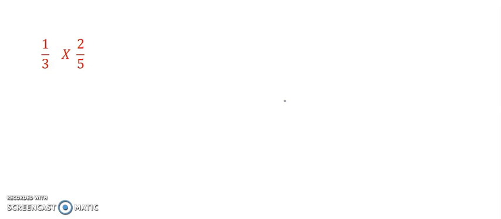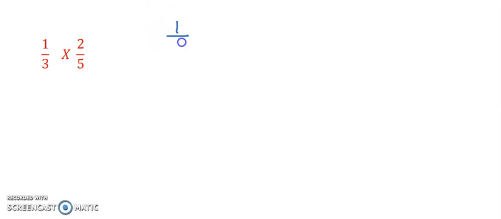All right, so now we have the example 1/3 times 2/5. What I want you to do is pause the video and try this one in your notebooks by yourself. Once you've completed it and you have the answer, then you come back and see if you got it right. Okay, so now that you have the answer, let us go through it together.